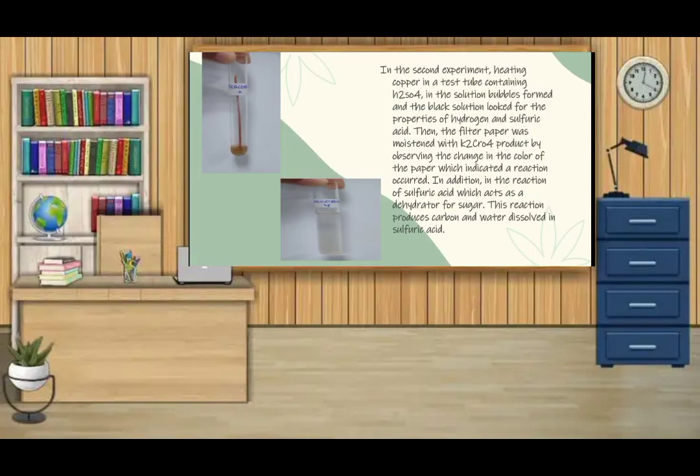In the second experiment, copper is heated in a test tube containing H2SO4. In the solution, bubbles form, and the solution turns black, showing the properties of hydrogen and sulfuric acid. Then the filter paper moistened with K2CrO4 is observed for a change in color, which indicated a reaction occurred. In addition, in the reaction, sulfuric acid acts as a dehydrator for sugar; this reaction produces carbon and water dissolved in sulfuric acid.